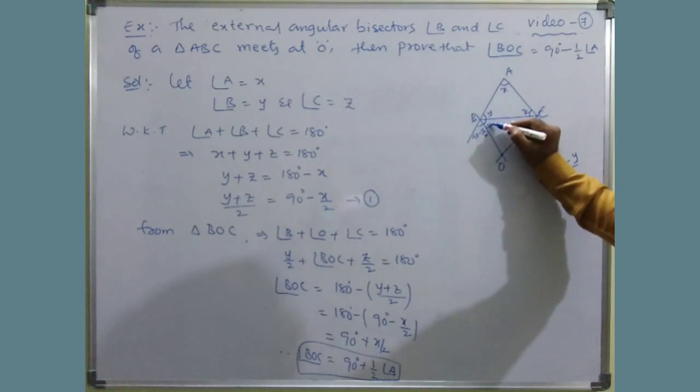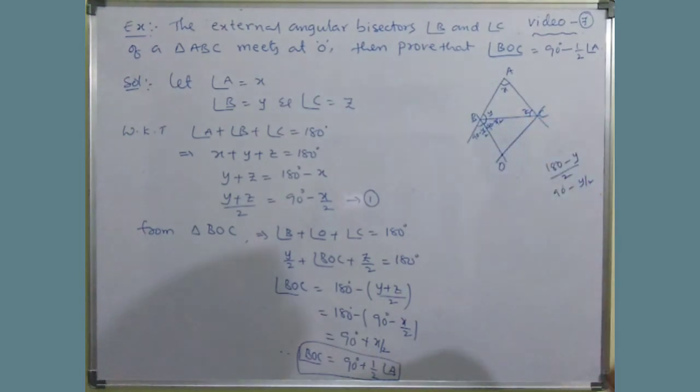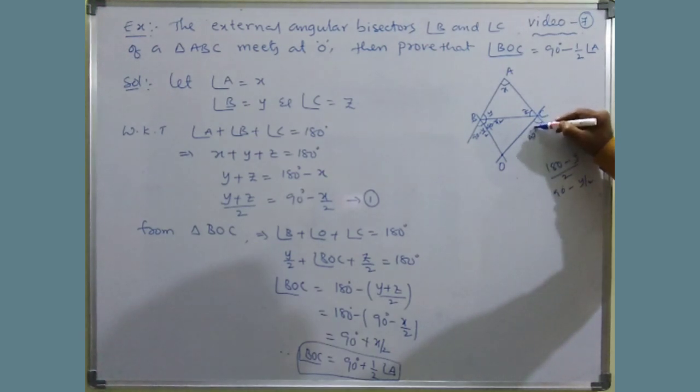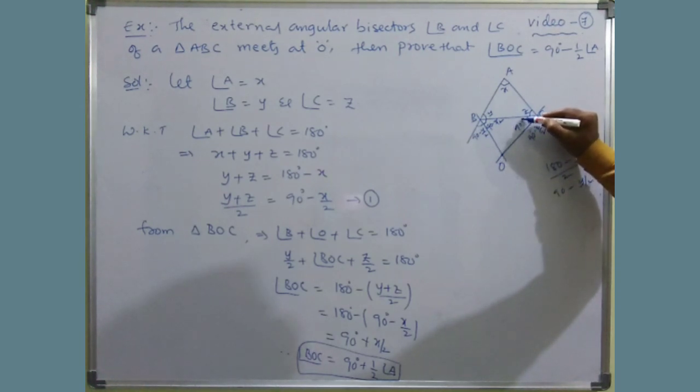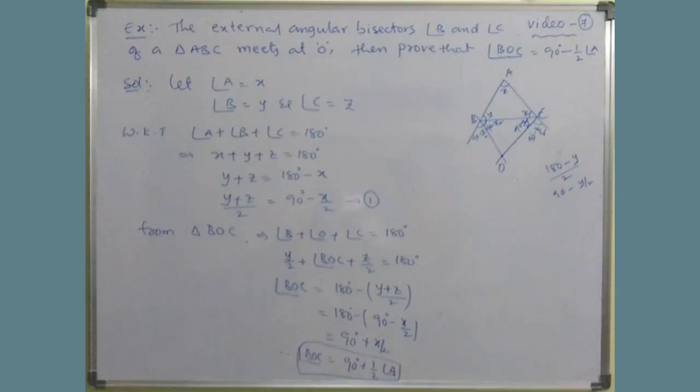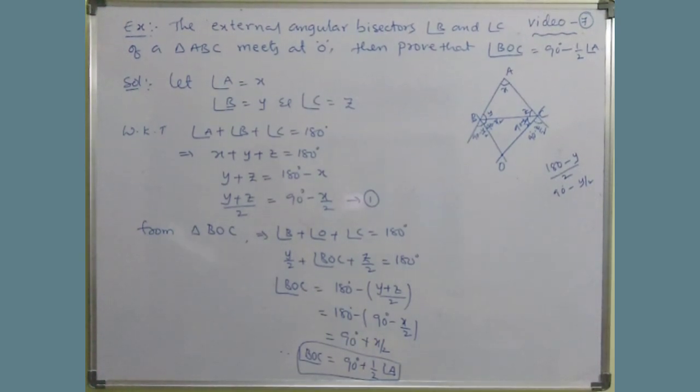Even this angle is also 90 minus y by 2. In the same manner, this angle is equal to 90 minus z by 2, and even this is 90 minus z by 2. Clear? Okay. So once again, same from triangle BOC. See what we get.